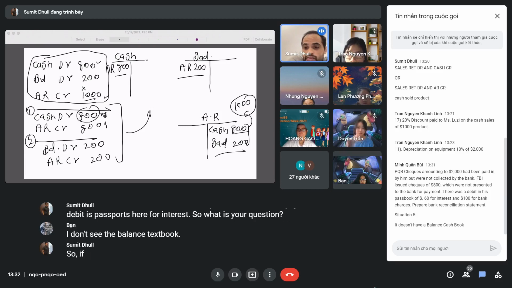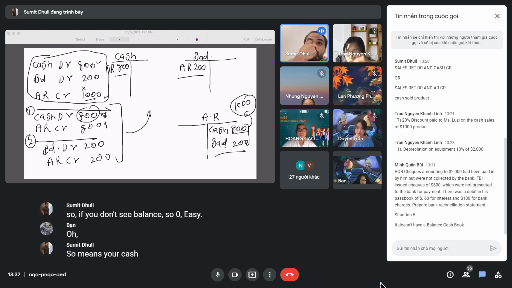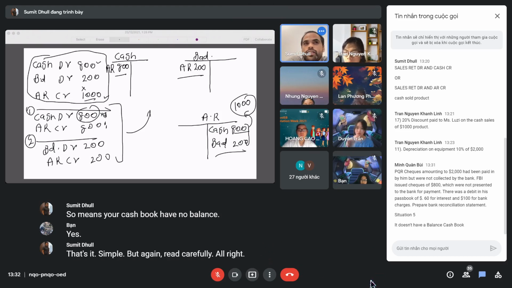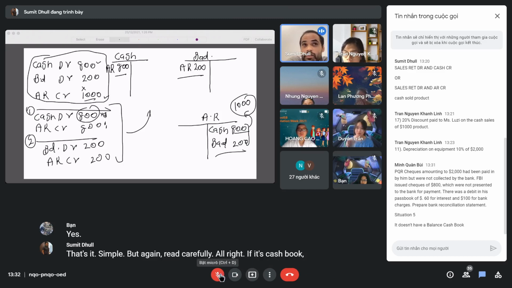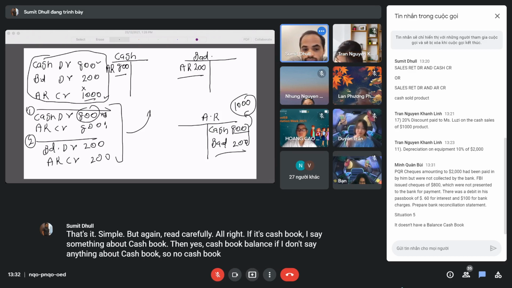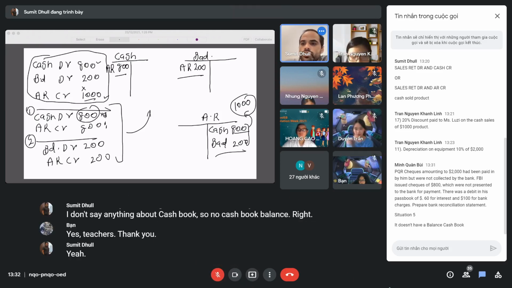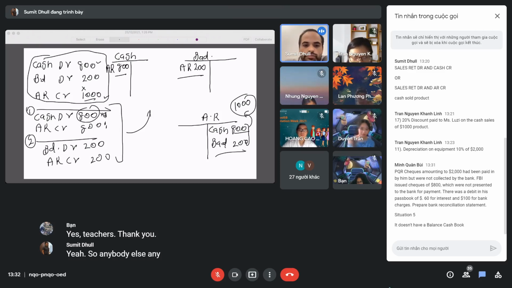If you don't see a balance, then it's 0, easy. It means your cash book has no balance. That's it, simple. But again, read carefully, all right? If I say something about the cash book, then yes, use the cash book balance. If I don't say anything about the cash book, then there is no cash book balance, right? So anybody else, any other question?